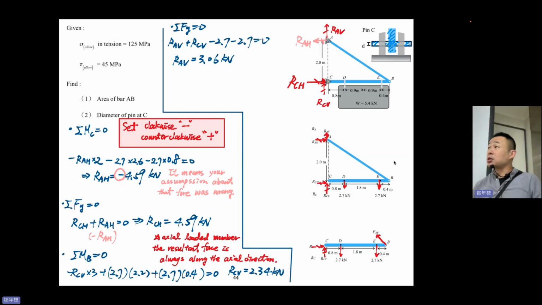And then tomorrow, I will use this RAV, RCH, RCV, and so on. We will calculate FAB, the force through this AB. And also we are going to calculate the area of the AB. Okay, so yeah, that's it. See you tomorrow. If you have any questions, just let me know. Thank you.